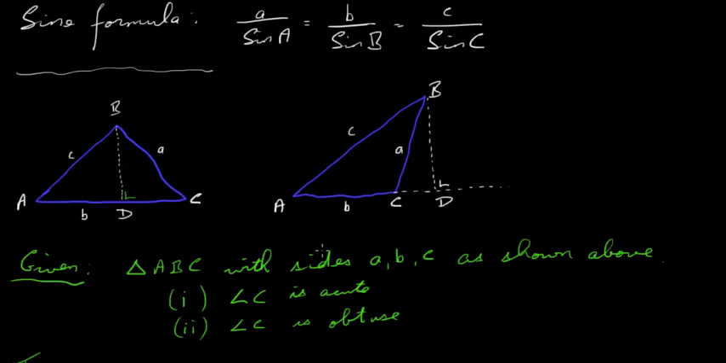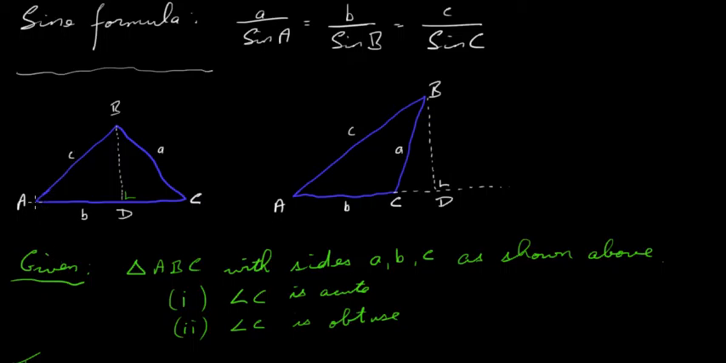So I'm going to start with what we're given. We're given a triangle ABC, and I've drawn the triangle in two different ways. We're going to do two cases here. The first case is where ABC is like this, where the angle C is an acute angle. And here we have the triangle ABC where the angle C is an obtuse angle, or greater than 90 degrees.